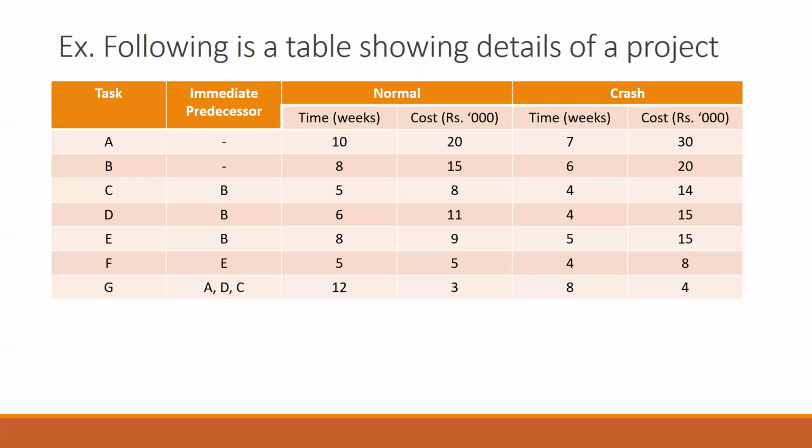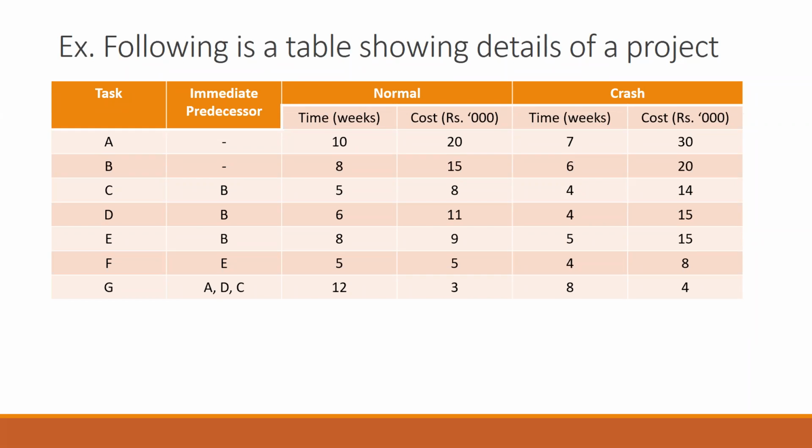Okay. Now there's a table given to us where we have the tasks and the immediate predecessor along with the normal time. Using the tasks, the predecessor and the time, we will be drawing the network diagram first. Once we draw the network diagram, please use the forward pass and the backward pass to get the values of the E's and the L's.